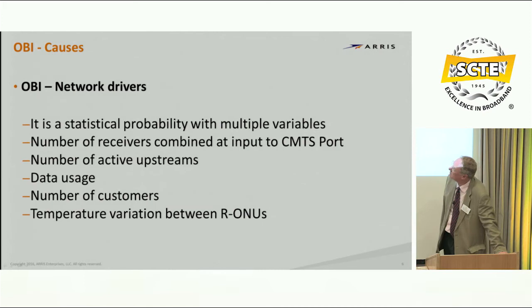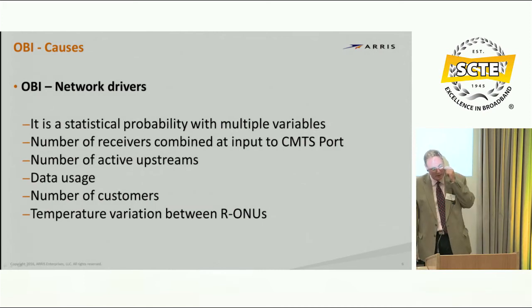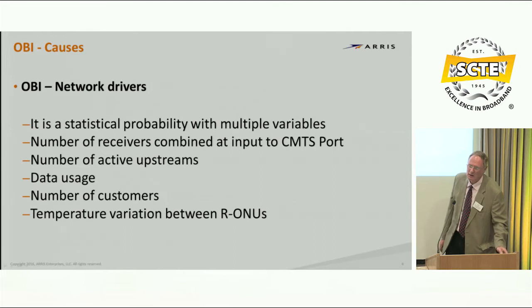So what causes it? Well, it's 2 transmitters at the same wavelength into the same receiver. In an RFoG network, it's a statistical probability, and there are multiple variables that you need to consider before it happens. So the number of receivers you have combined together, the more receivers you have into your CMTS, the lower the chances of OBI. The number of active upstreams, the more upstreams you have, the greater the probability of OBI. The number of customers, the more customers you have, the greater the chance of OBI. The higher the data usage, the greater the chance of OBI.